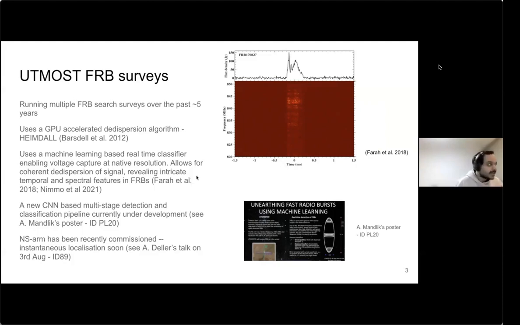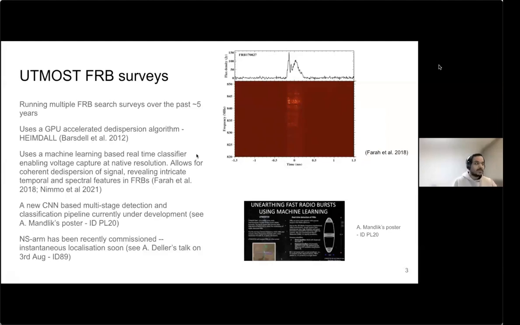Okay, as an update, a new convolutional neural network-based multi-stage detection and classification pipeline is currently under development by my colleague Ayushi Mandlik. For more details, I would suggest you all go through her poster, which is currently on display. Some interesting updates on the north-south arm's commissioning will be presented by Adam Deller, who will be giving a talk on the 3rd of August.